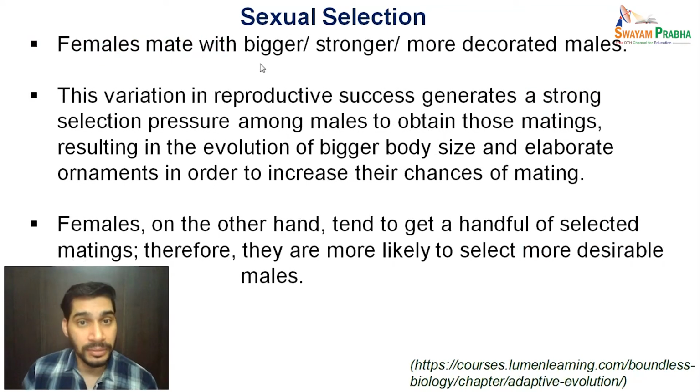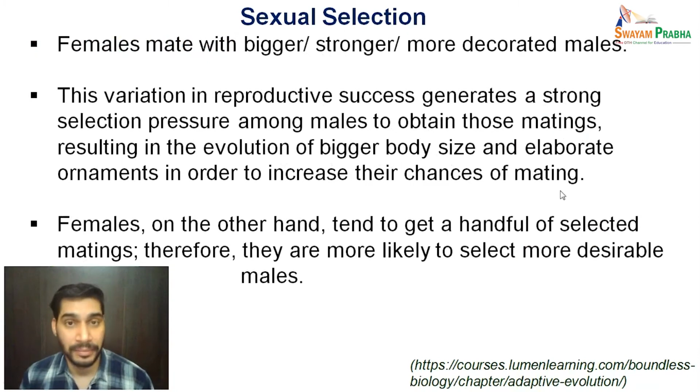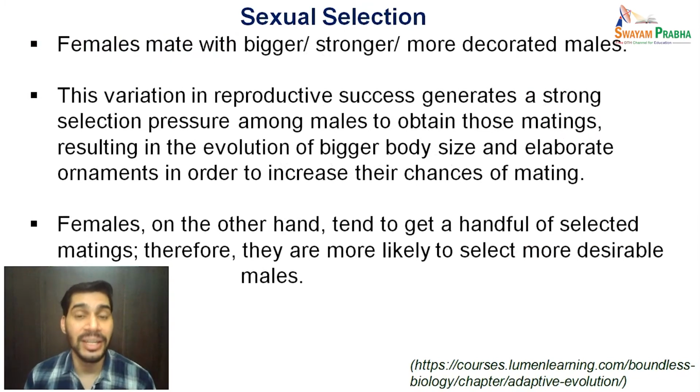Females mate with bigger or stronger or more decorated males. This variation in reproductive success generates a strong selection pressure among the males to obtain those matings, resulting in the evolution of bigger body size and elaborate ornaments in order to increase their chances of mating. Because of this pressure of sexual selection, evolution goes towards bigger body size, elaborate ornaments, body strength and so on, so that they can have better chances of being selected and thus of reproductive success.